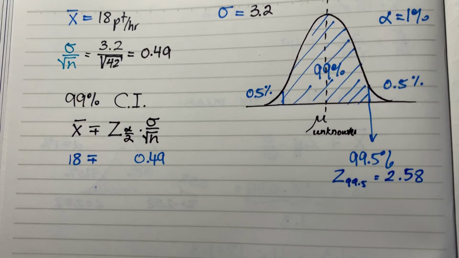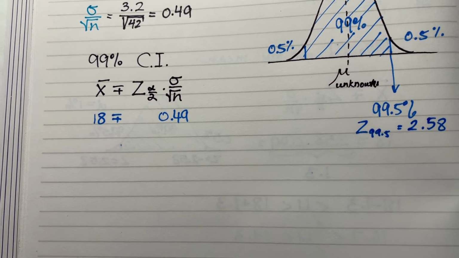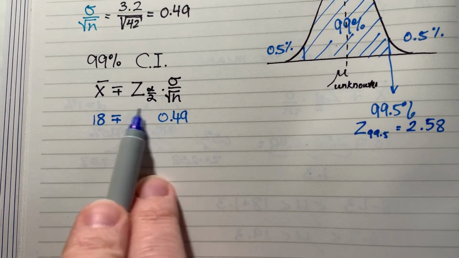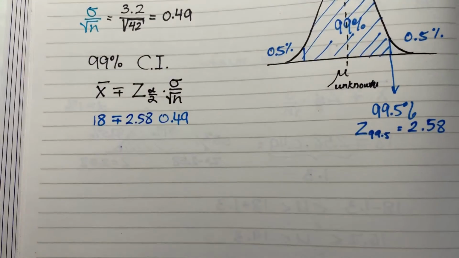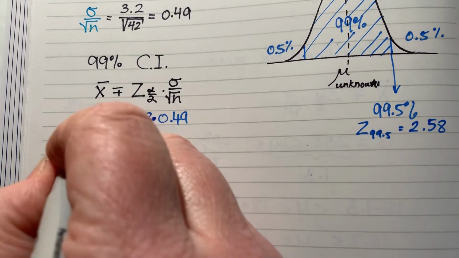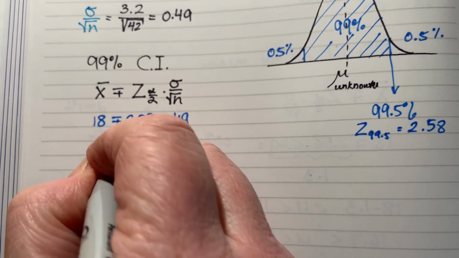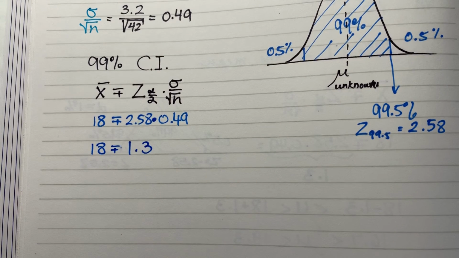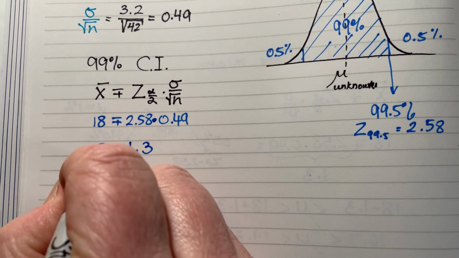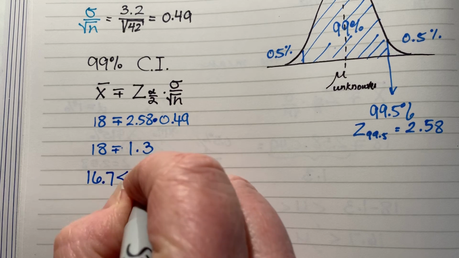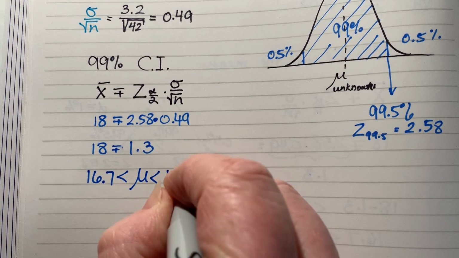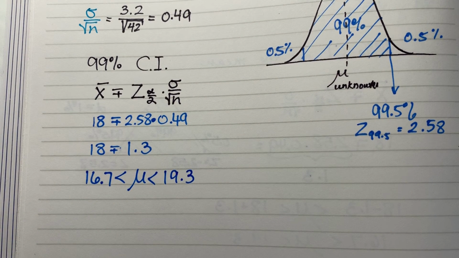Now, this is what we actually needed to plug in, this was our missing bit of the puzzle. So let's plug it in there, 2.58. And now we can multiply this and figure out what it's going to be. I end up with 18 plus or minus 1.3. Okay, so on one end it is going to be 16.7 to 19.3, right?